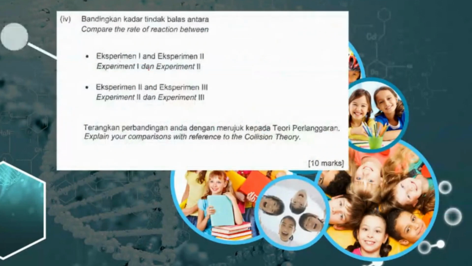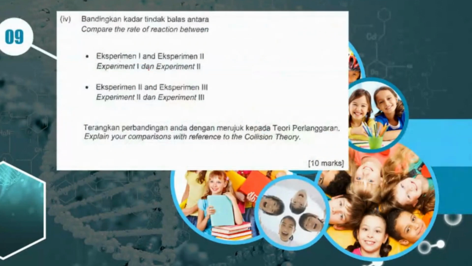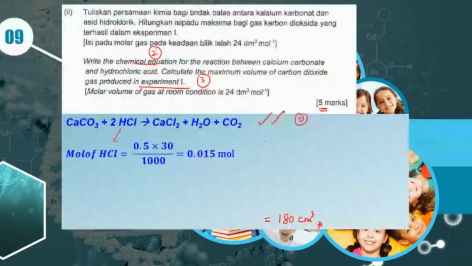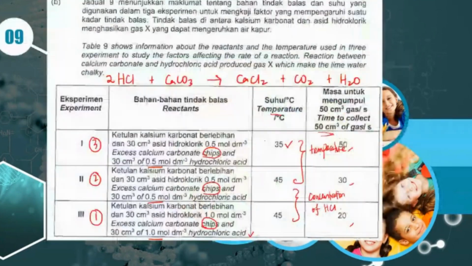Now compare the rate of reaction between experiment 1 and 2, and then experiment 2 and 3. Explain your comparisons with reference to the collision theory. So 10 marks. Meaning this comparison 5 marks, this comparison 5 marks. For each comparison, you need to write 5 points based on the collision theory. So 1 and 2 is the factor of temperature. 2 and 3 is based on the concentration of hydrochloric acid.